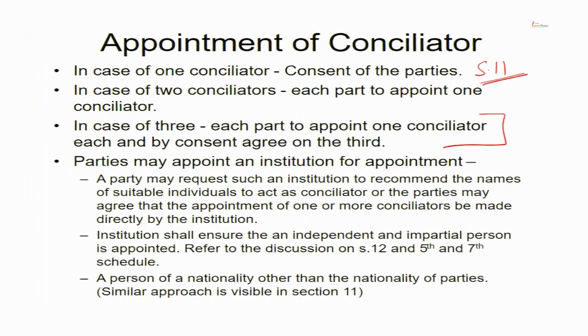But whenever an institution appoints conciliators, the institution has to ensure that an independent and impartial person is appointed. We are familiar with these words, independent and impartial person. Refer to our discussion on section 12, 5th schedule, 7th schedule. An arbitrator must be independent and impartial. The Court said that independence is a more objective concept than impartiality. If a relationship between the judge and one of the parties is established, it is a case of lack of independence.